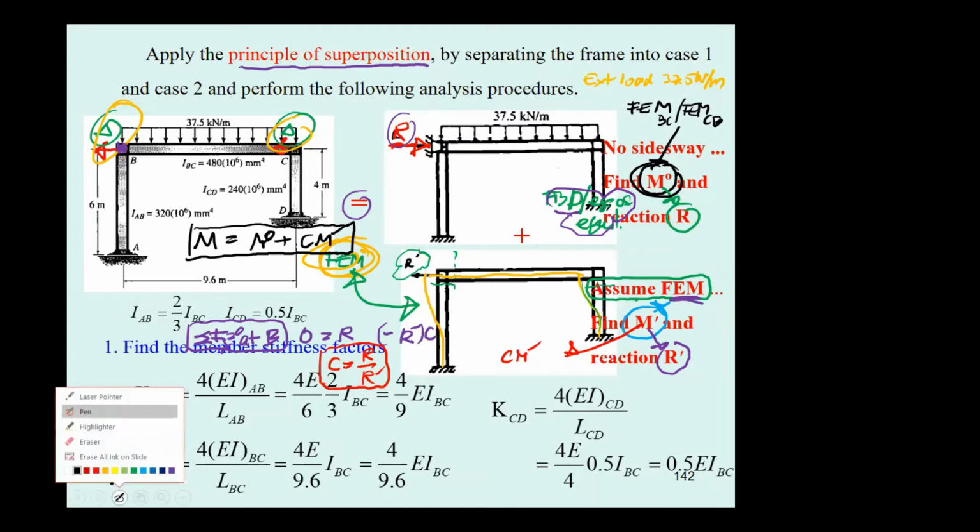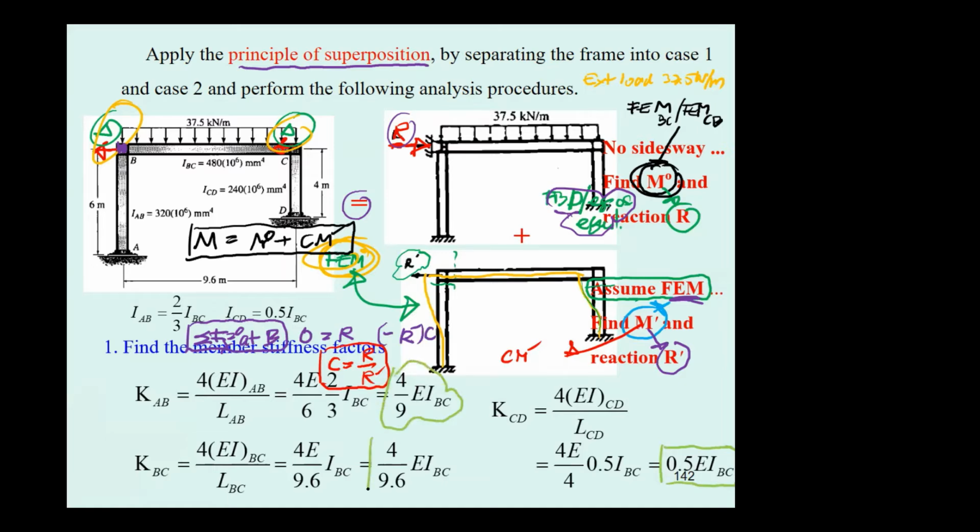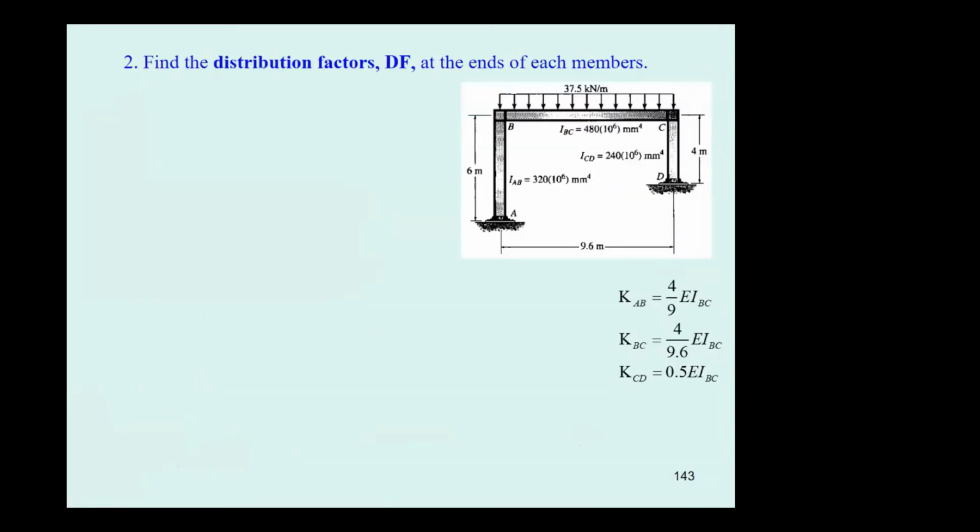And I'd like to mention a little bit about the stiffness. This member is going to be the largest, and then this is going to be the second, and this is going to be the smallest stiffness. And then you go further to determine the distribution factor.